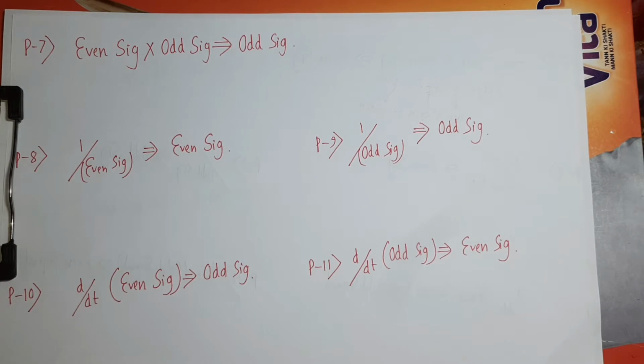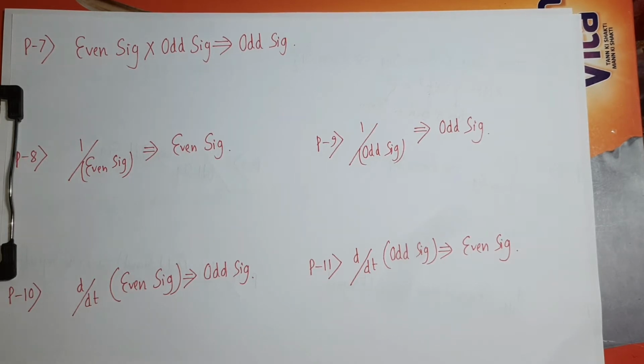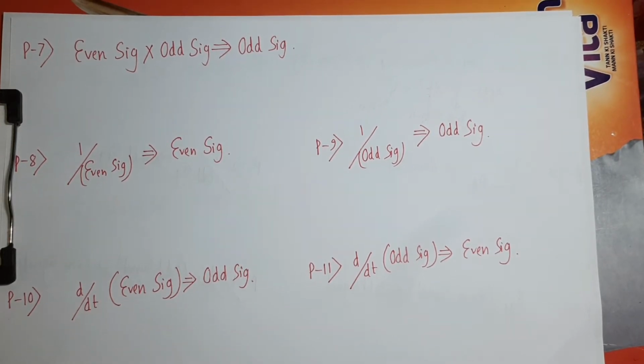In the last video we discussed 6 properties of even signals and odd signals. And in this video we are going to discuss the rest of the properties of even signals and odd signals.